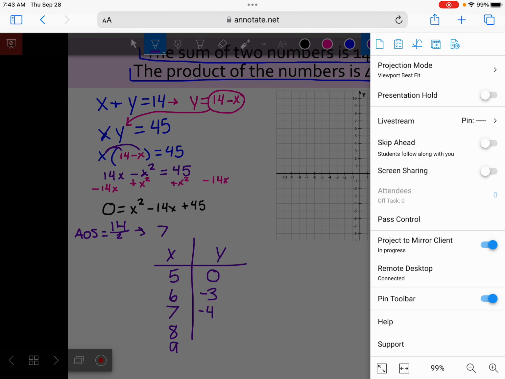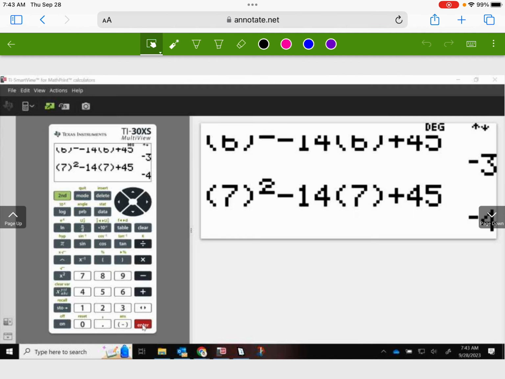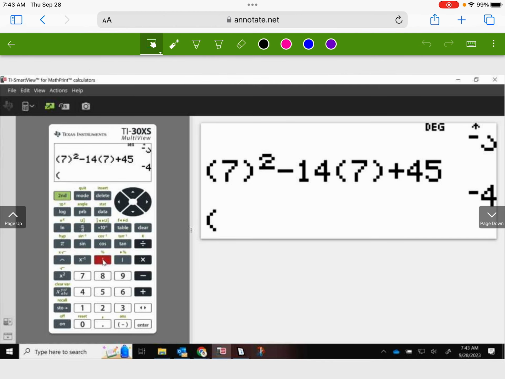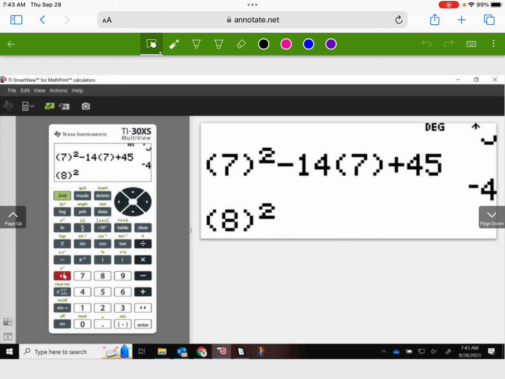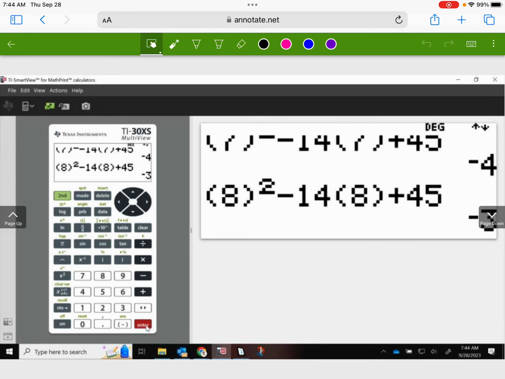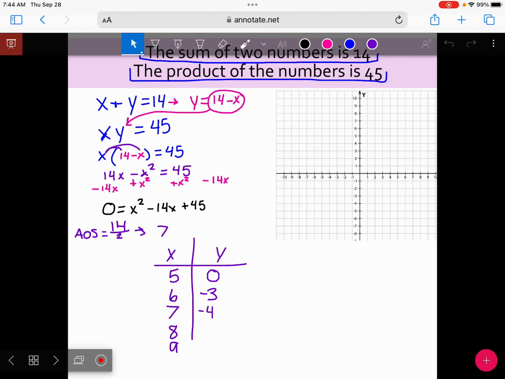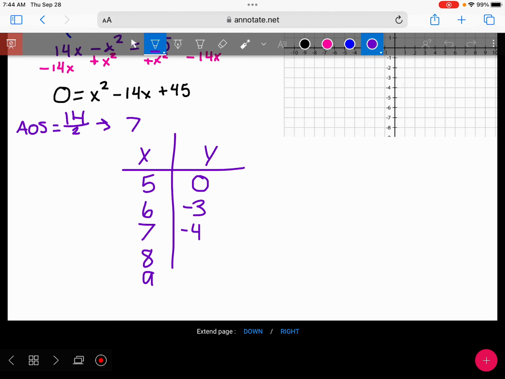Same thing with our 8. 8 squared minus 14 times 8 plus 45. Can you do this without a calculator? Of course, but we don't have to. So we get negative 3. And then again, when we do 9, we'll see that it has a 0.